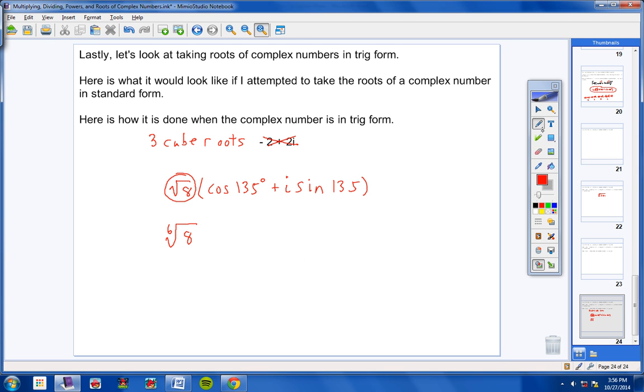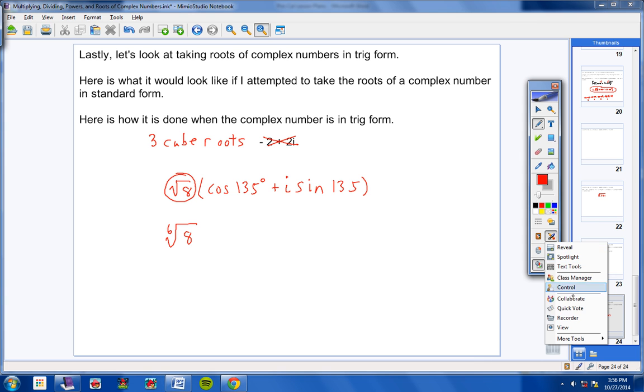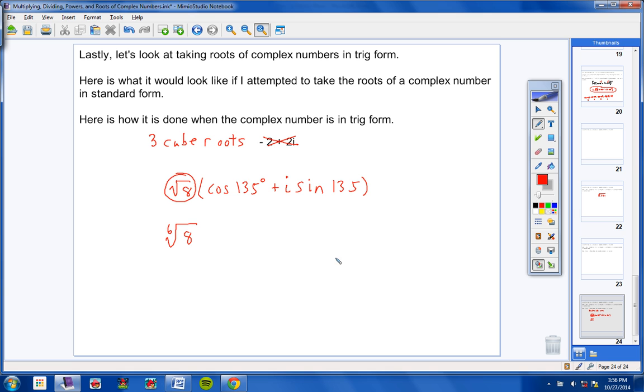Whatever this number here is, now watch this carefully. You take your angles here, you divide by 3. Now the reason you divide by 3 is because you're dealing with the cubed roots. If this would have said a 4th root, then you would divide by 4. If this would have said a square root, then you would divide by 2. Okay? So we have 135 divided by 3, which is 45 degrees, plus i sine of 45 degrees.